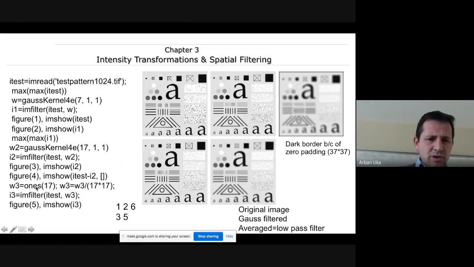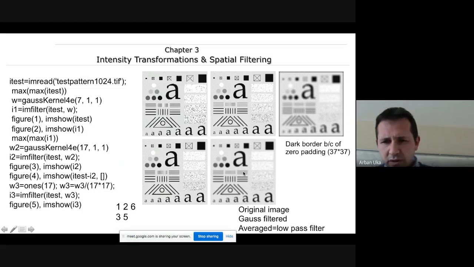Here, W3 is a filter which is a box filter, a lot of ones, which means that it's going to average some elements. If you look at figure 5, the fourth image down here, it can really be seen that it's a little more blurry, because it has averaged some very high values with very low values. So it's smoothed out.